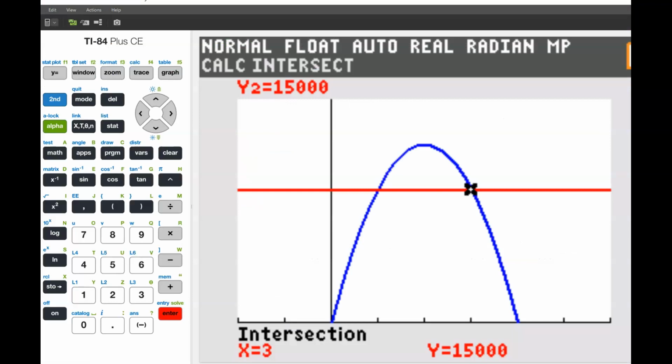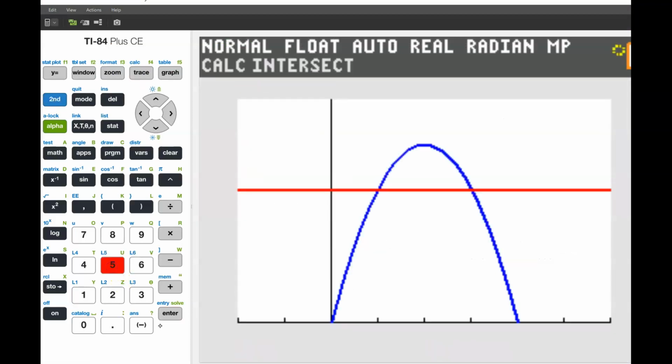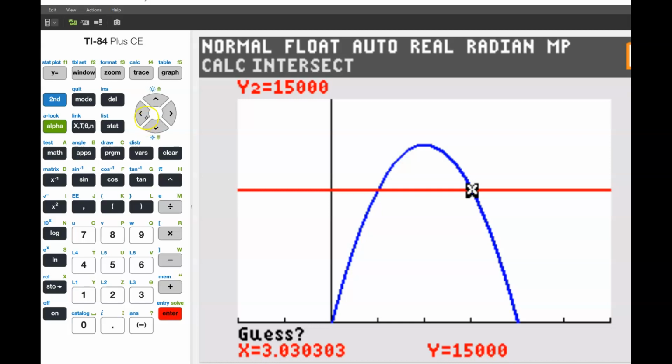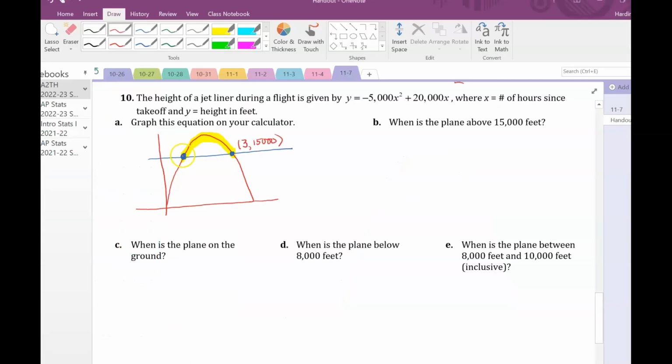Let's take a look at the other one. Second trace, number 5, enter, enter. Now for the guess, we want the other intersection point. Just take a second to get over there. I think it's close enough. And that one happens at x equals 1. So then this intersection point is the point 1, 15,000. So when is the plane above 15,000 feet? From 1 to 3 hours.